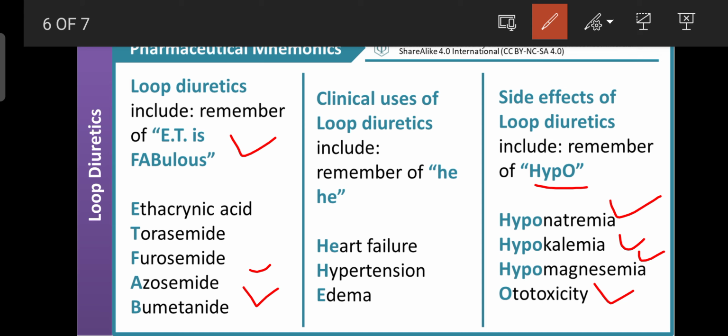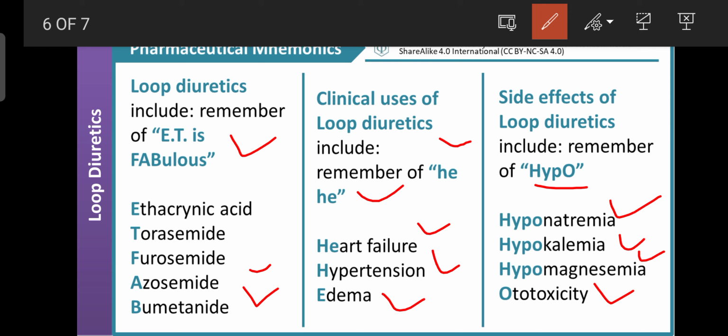Okay, so next regarding the clinical uses of loop diuretics. The uses are remembered as "HHE". That stands for heart failure, hypertension and edema. These drugs are properly used in the treatment of heart failure by decreasing the preload and afterload by causing loss of sodium along with water. Then they are also used in the management of hypertension. Also they are used in the treatment of edema. So these are the clinical applications of the loop diuretics.